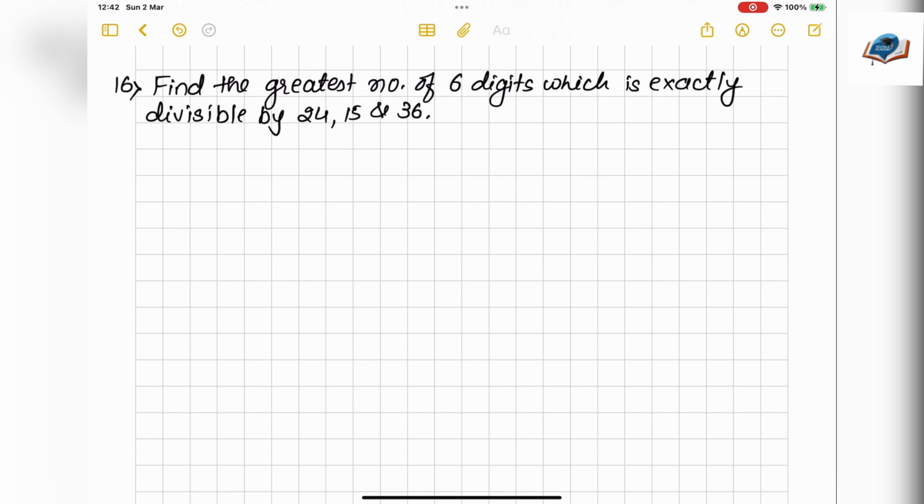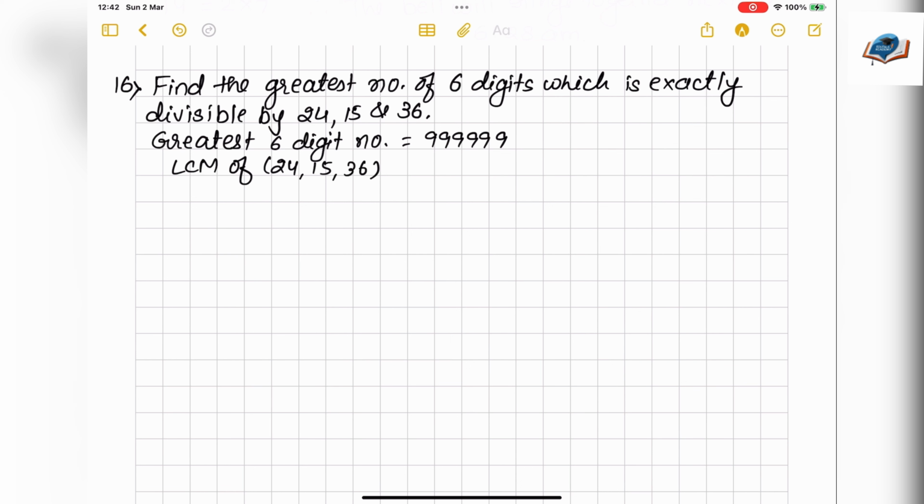Next question says, find the greatest number of 6 digit which is exactly divisible by 24, 15 and 36. So see, first the greatest 6 digit number is 999999. Now LCM of 24, 15 and 36 is, if I find, see the LCM, so it will be 2 cube into 3 square into 5, that is 360.